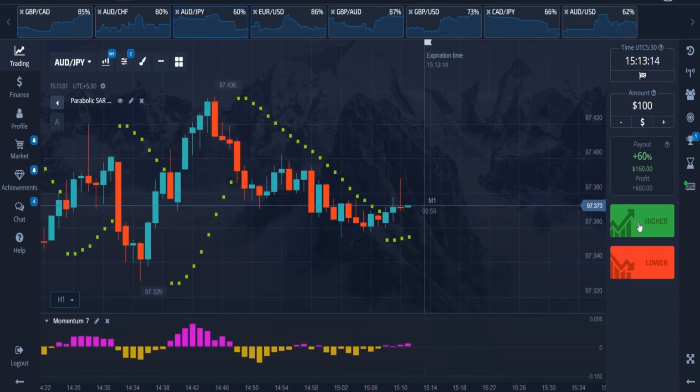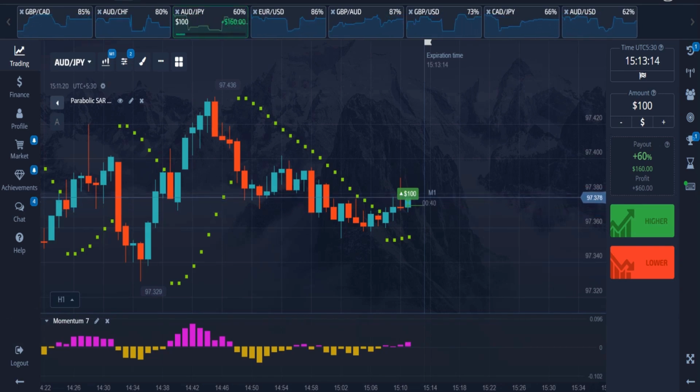This is a perfect buy trade setup according to our strategy. The Parabolic SAR dot is forming below the candle. The momentum indicator bar is rising above the middle zero line. That's our signal to enter a buy trade.